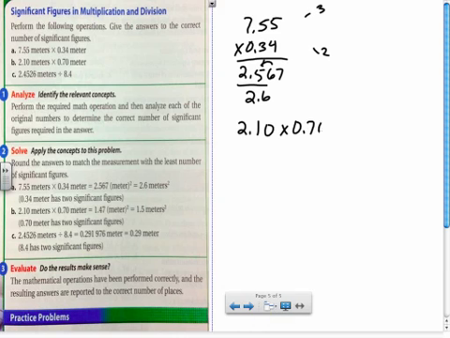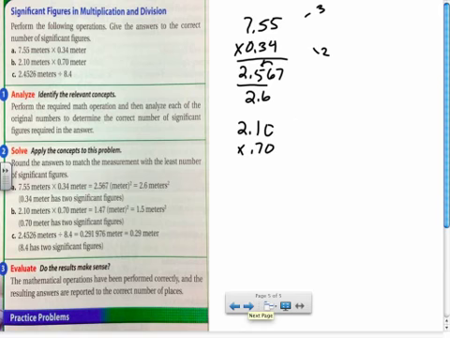If I do the second one, I've got 2.10 times 0.70. If I multiply those, first of all, this one has 3. Once again, this one only has 2. That first 0 wasn't significant. So my answer can only have 2. If I multiply that out, I'm going to get 1.47. And I've got to round off to 2. So that's right here, the 10th, 1.5 for the answer.